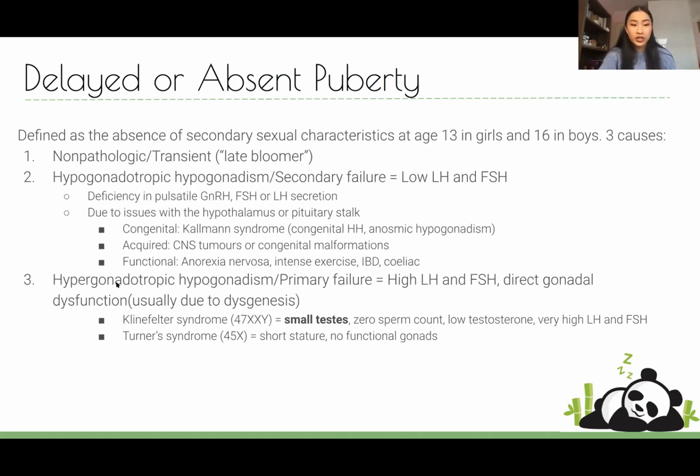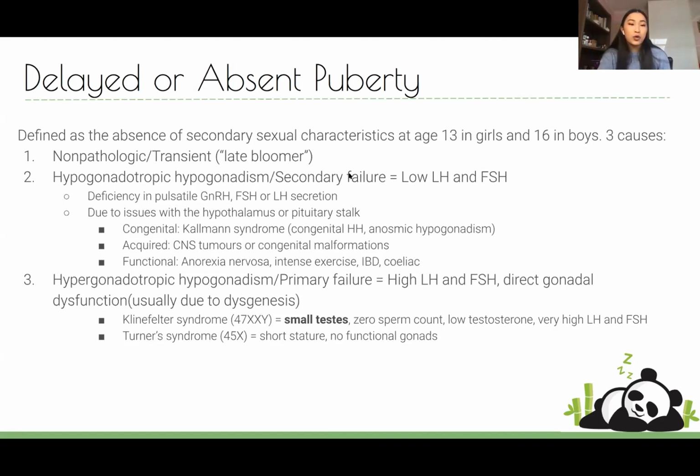So your hypergonadotropic or primary failure is an issue with the gonads. So the issue is in the gonads, and as a result, you've got overproduction of LH and FSH to try to compensate. So if you did a blood test, you'd see high LH and FSH, and that indicates it's a hypergonadotropic hypogonadism. The other side of that is secondary failure. So if the issue is higher up at the pituitary or hypothalamus level, you're going to have low LH and FSH, and that's the cause of the hypogonadism.